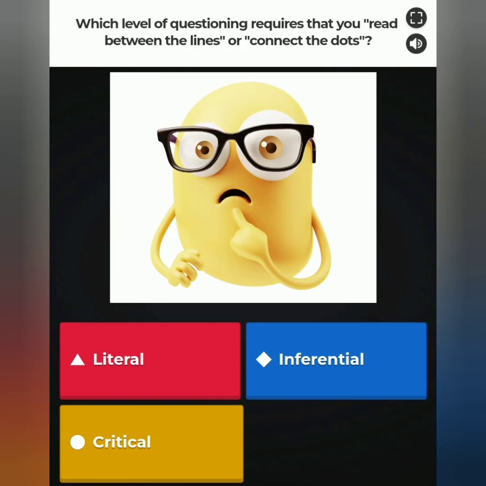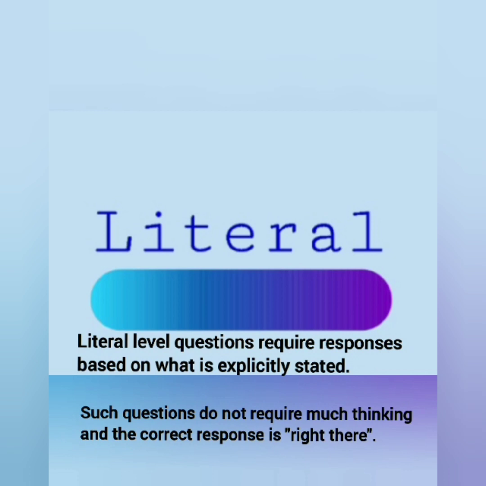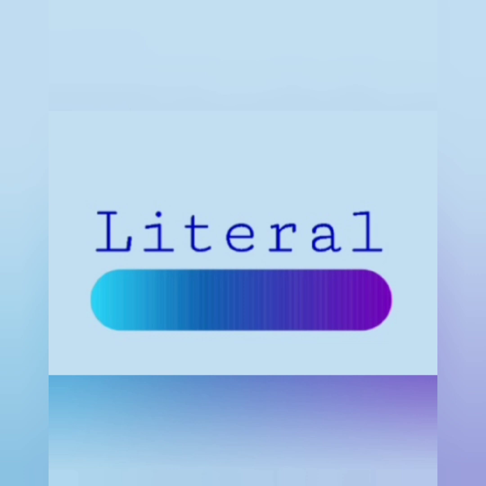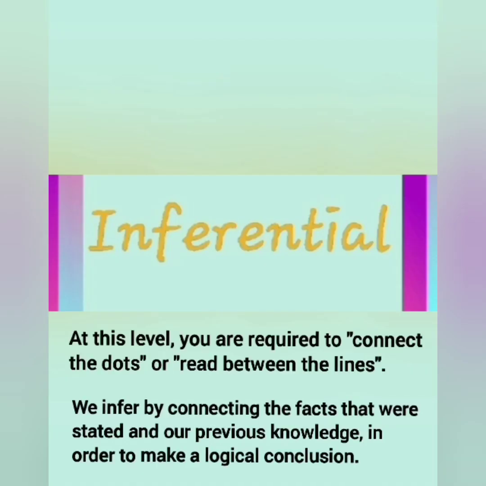Which level of questioning requires that you read between the lines or connect the dots? Literal level questions do not require much thinking because whatever is being asked was explicitly stated and the answer is right there. So we refer to these as the right there questions and the right there answers. Level 2 is the inferential level of questioning. At this level, we are required to connect the dots or read between the lines. So we have to go a bit deeper or get a bit higher in our thinking by inferring.